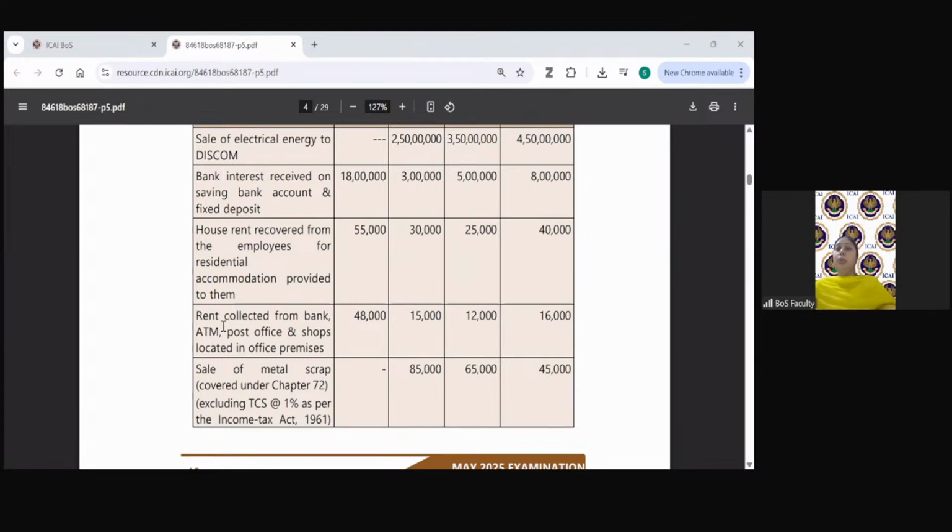Rent collected from bank, ATM, post office, and shop located in office premises. Now, if I go by this entry which we have just discussed, this entry covers the residential dwelling, whereas the rent which we have collected from our bank, ATM, post office, shops, that is from the commercial property, is nowhere exempt under GST law, and therefore the 48,000 amount will become taxable under GST.